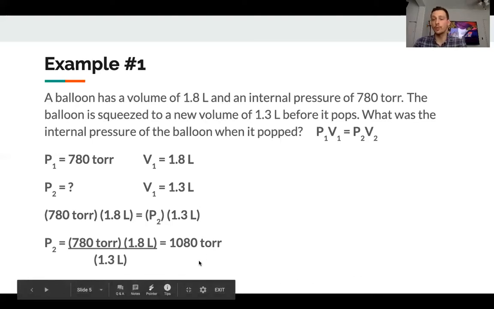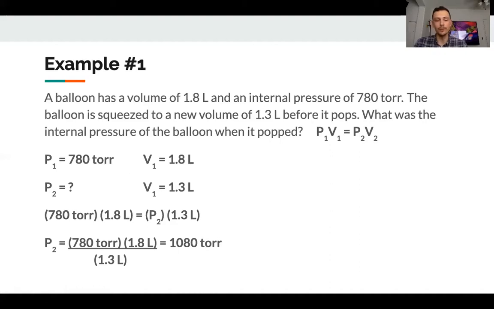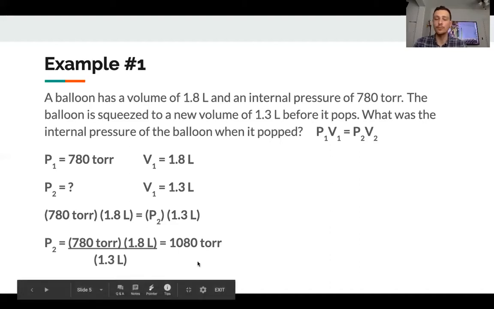which is important information if you're a balloon developer or something like that, or you need to use a balloon for something. So that's how you use Boyle's law.